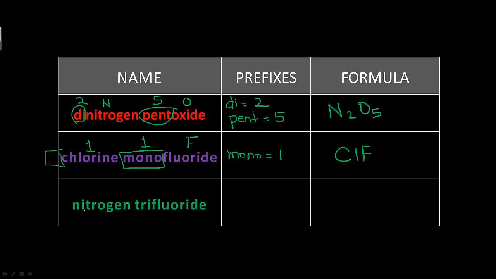Now let's do the next one, nitrogen trifluoride. There is no prefix here, which means there's one, and nitrogen is N. Here our prefix is tri. Tri means 3. So we have 3. Fluoride is the same thing as F. So our formula will be N, we only have 1, and F, and we have 3 of those. So NF3. We have 1 nitrogen and 3 fluorines.